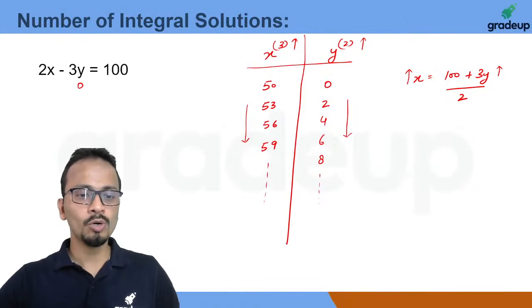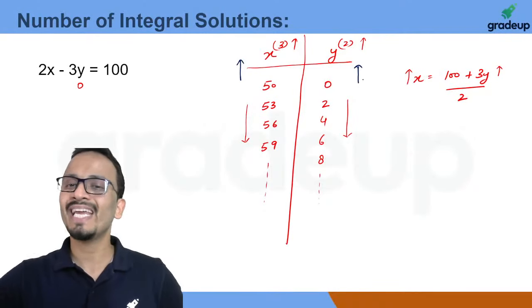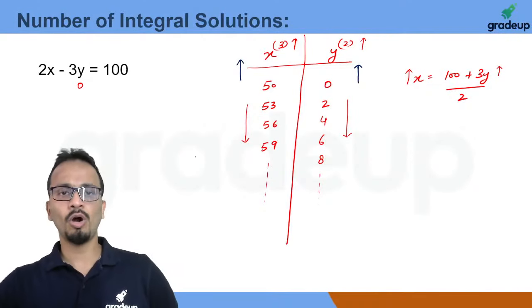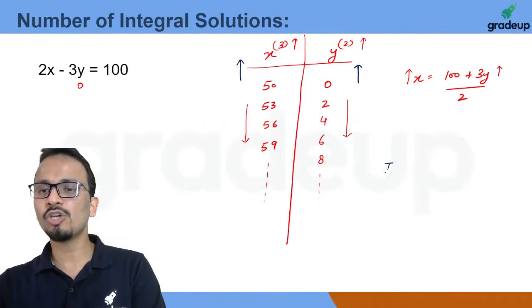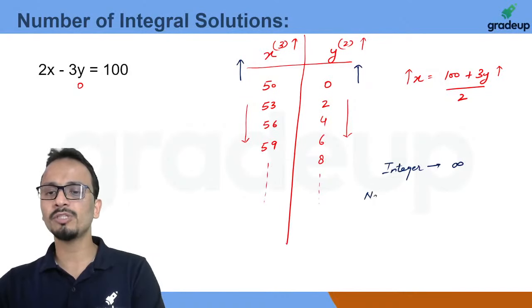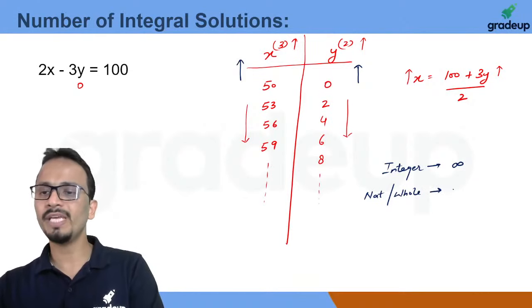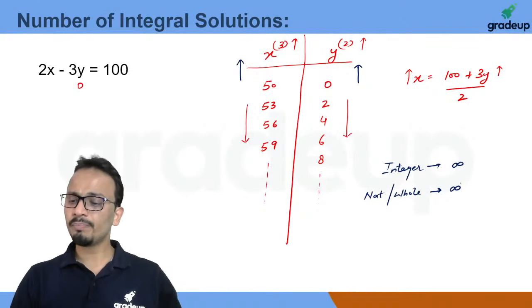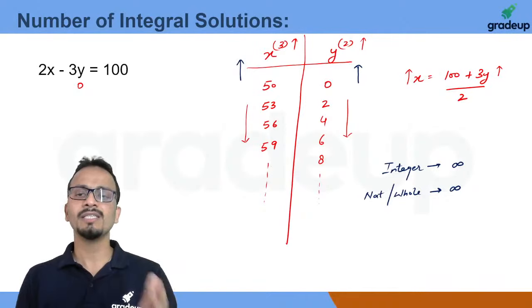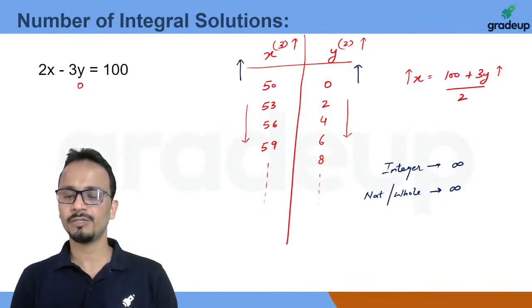And if you go to the other side, then both x and y will move in negative directions. All right. So obviously the number of integer solutions will be infinite. Also in this case, the number of natural number solutions or whole number solutions will also be infinite. All right. So like the previous case, we cannot find the number of natural number and whole number solutions for this type of equation.